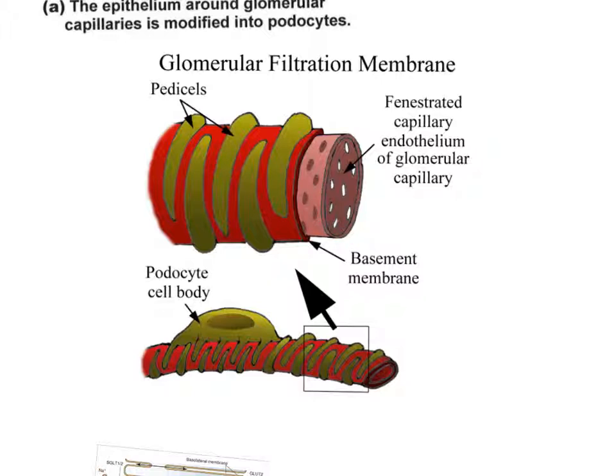Sometimes the word fenestrated is used. They have little windows in them, and these little windows enable molecules to pass out of the capillary. Remember, they're not big enough for big cells, blood cells, to be able to pass out of there. But they are large enough for molecules such as water and oxygen and so on to pass through these fenestrations or pores.